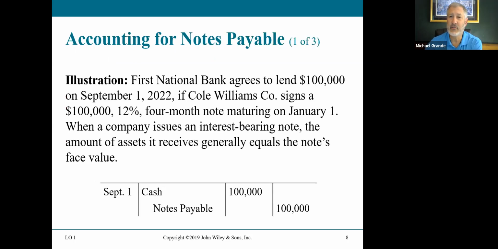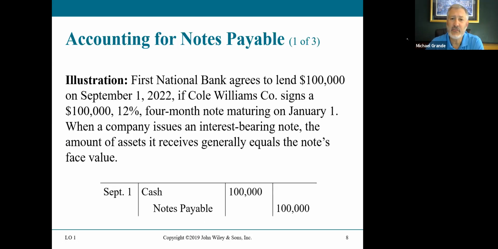Accounting for notes payable. Again, remember, financial accounting is about understanding transactions and recording that transaction. First National Bank agrees to lend $100,000 on September 1, 2022. Dates are important. Cole Williams Company signs a $100,000, 12%, 4-month note maturing on January 1. Remember, the interest rate is always assumed to be an annual percentage rate unless otherwise stated.